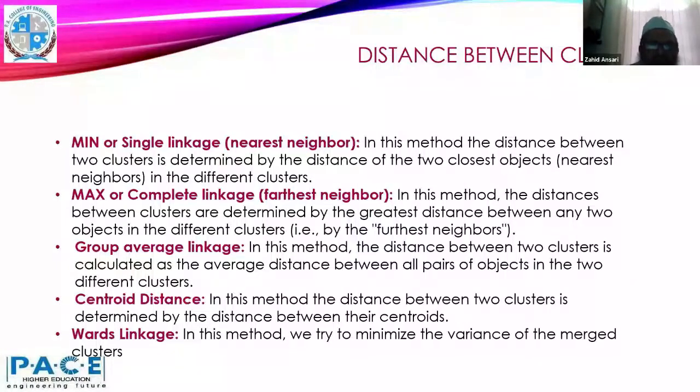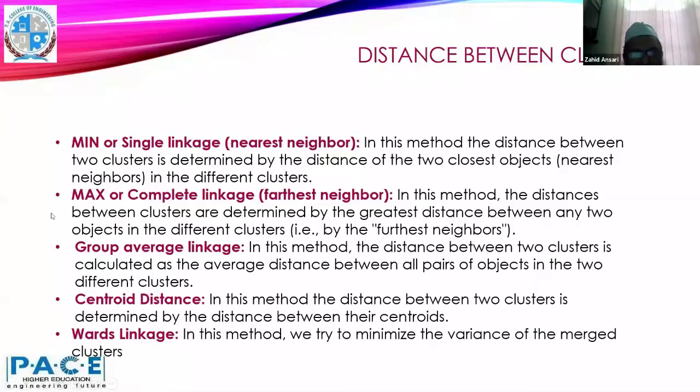There's something called min linkage or single linkage. In this method, the distance between two clusters is determined by the distance of the two closest objects. How do we say what is the distance between the clusters? If we have two clusters, we find the closest object from one and the closest object from the other.